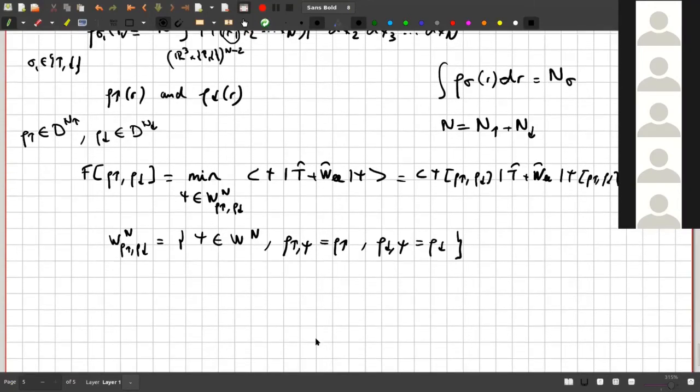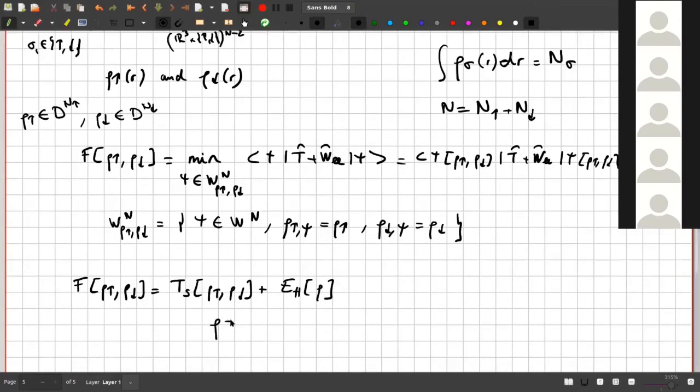Now we also have a Kohn-Sham scheme, so we decompose F of rho up, rho down into a Ts of rho up and rho down, and then I will write the Hartree term. The Hartree term depends simply on the total density rho. Okay, so rho is the sum of rho up and rho down. And the exchange correlation part now will depend on rho up and rho down. It's an exact decomposition.